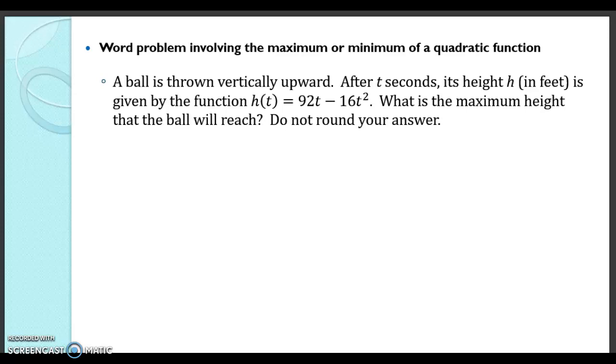Hey everybody, in this video we're going to talk about word problems involving maximum or minimum of a quadratic function. Most important thing to remember with these is that no matter which way we draw our parabola or our quadratic function, the maximum and the minimum is always going to land on the vertex.